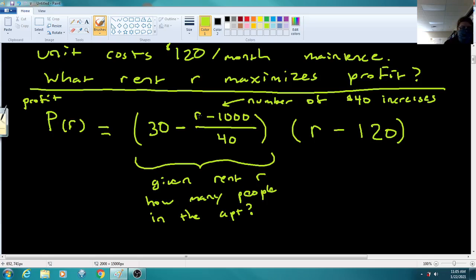So like if rent's 1080, 1080 minus 1,000 is 80. 80 divided by 40 says there are two $40 increases, so 2 people moved out. So 30 minus the 2 people says we'd have 28. And from those 28 people, we would earn rent and lose maintenance. So we multiply those 28 people by the rent they pay minus the $120 upkeep, and that would be the amount of profit we make.